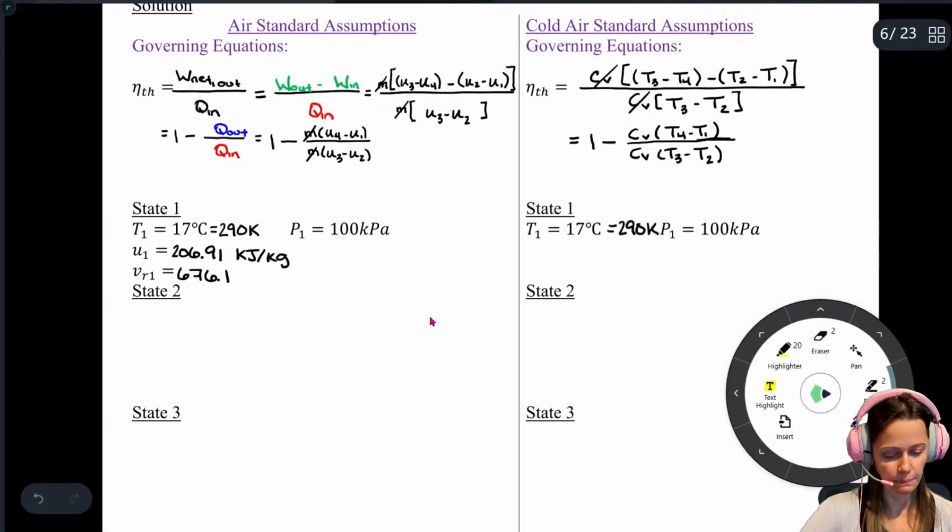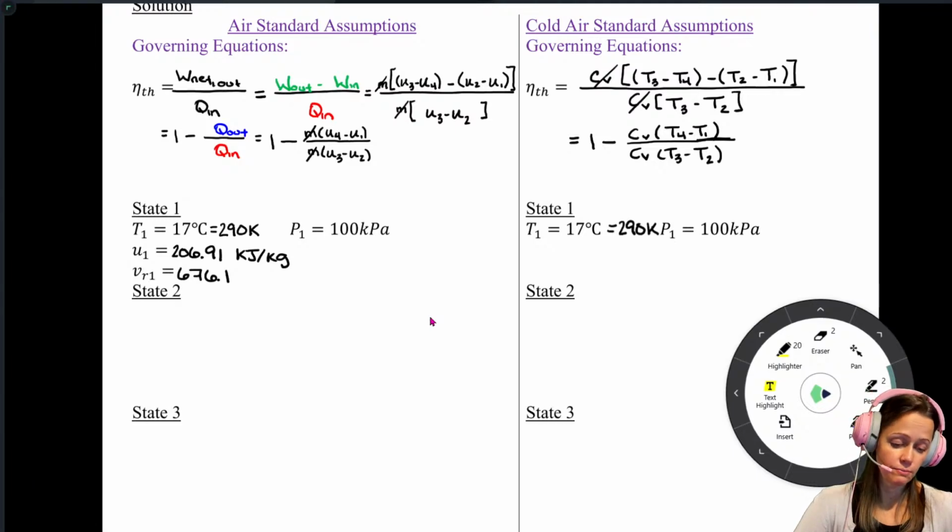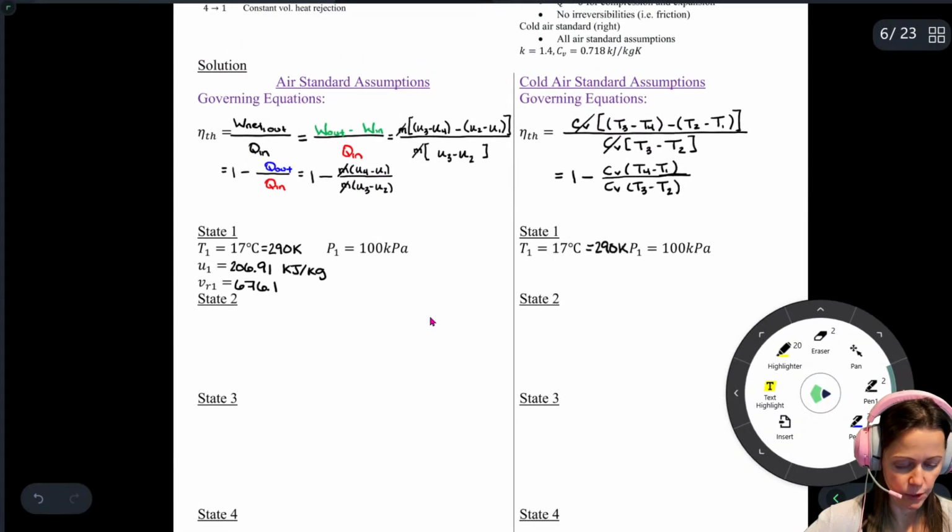With cold air standard assumptions, I don't need to pull out any U values. In fact, if you're solving a problem using cold air standard assumptions, you don't need to touch those ideal air tables at all. You've got everything you need just with the temperatures. That's all you need.